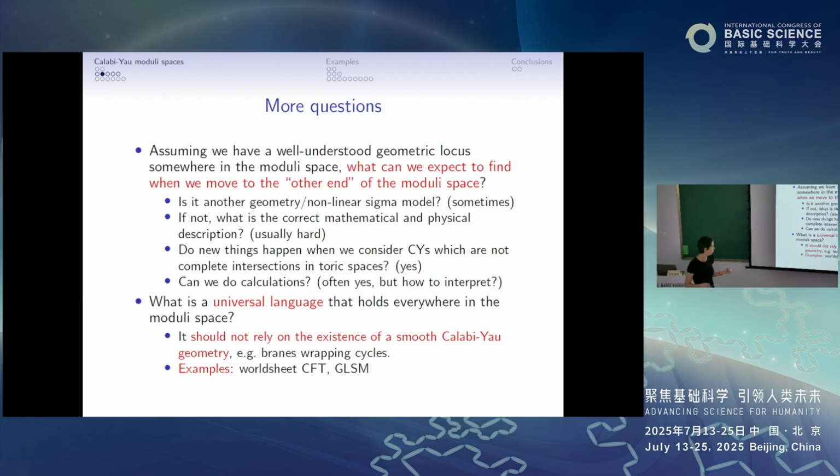All right, and another question that naturally arises if you look at the global structure of the moduli space of a Calabi-Yau is whether there is some universal language that holds everywhere in the moduli space, that doesn't necessarily rely on having a smooth, compact geometry. And the reason why this should exist comes from the fact that we always have a worldsheet CFT somewhere in the IR. So the CFT language seems some sort of universal, and also the gauged linear sigma model, as I will introduce it, also sees the global structure in the moduli space and doesn't really rely on the geometry.